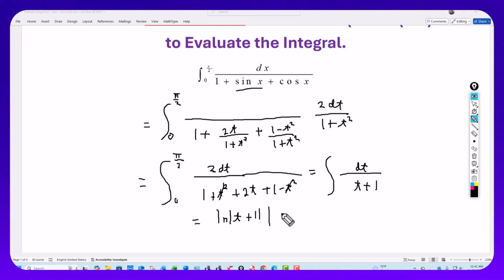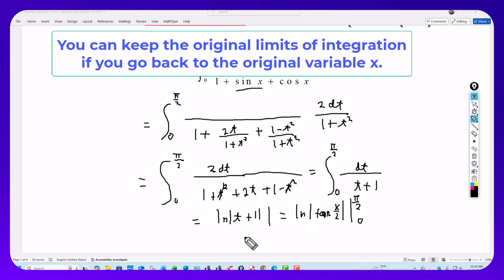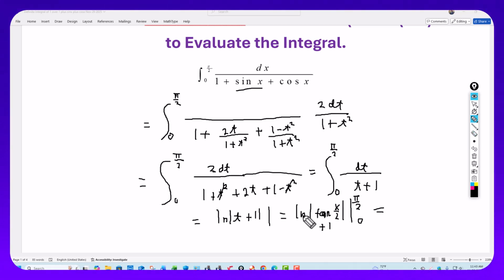But if I do it that way, then I would have to rewrite this as the natural log, go back to the original variable, say t is tangent of x over 2. This will now be evaluated from 0 to pi over 2. So again, I could keep the original limits of integration as long as I go back to the variable t here. So what does this come out to? I still need a plus 1 here. So it's natural log of the absolute value of tangent of x over 2 plus 1.